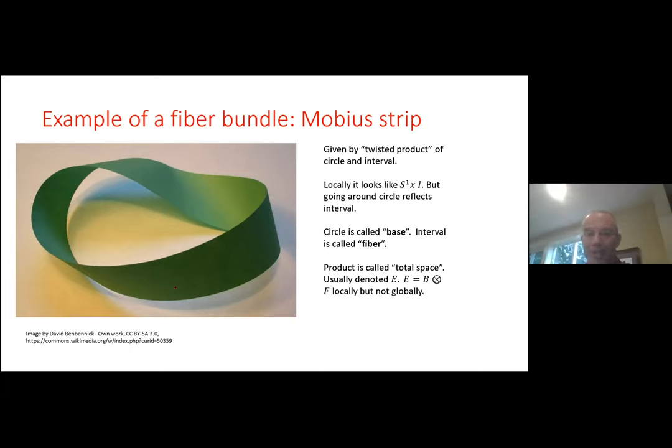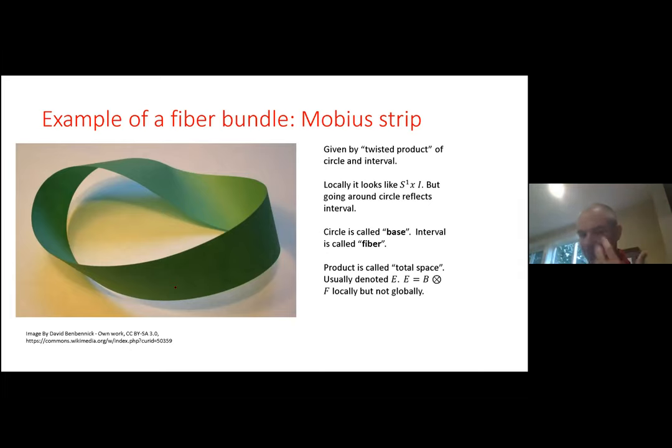It looks like this product of a circle and an interval locally. Anywhere you look locally, there's no distinction between this and just the cylinder. But when you go all the way around, you reverse the interval. The terminology is that the circle is called the base, and the interval in this case is called the fiber. So a fiber bundle always has a base and a fiber. If it's an interesting fiber bundle, it's not just the product of the base and the fiber, but there's some twist added on. The total space is usually written as E. So locally it looks like a product, but not globally.